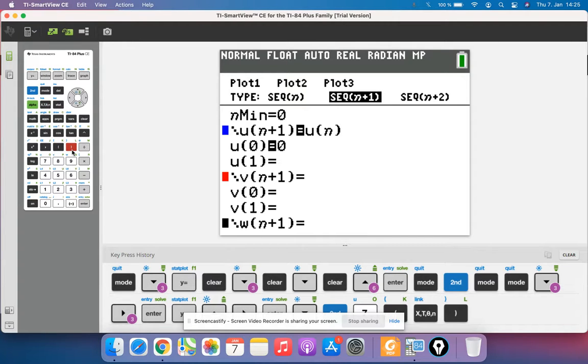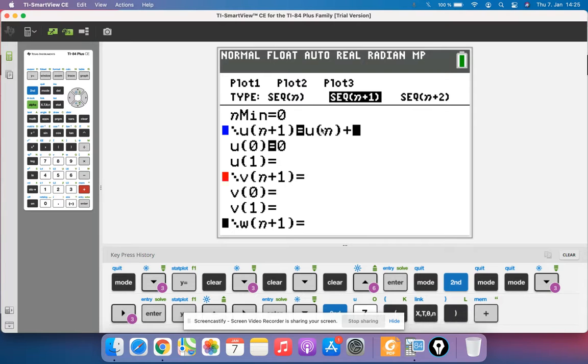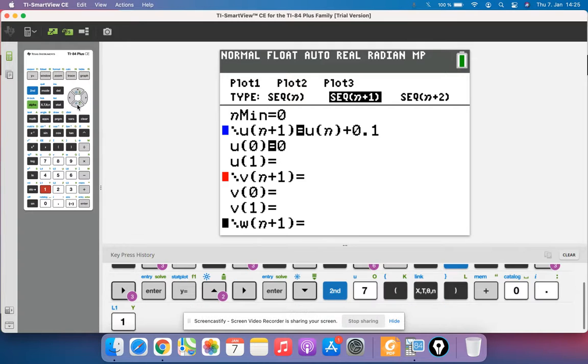And this is just following Euler's formula. That says do x0 plus the step size. So I have to figure out what's the step size. It says 0.1. So I need to do x sub 0 plus the step size. Okay, and that's all you have to do for that line.